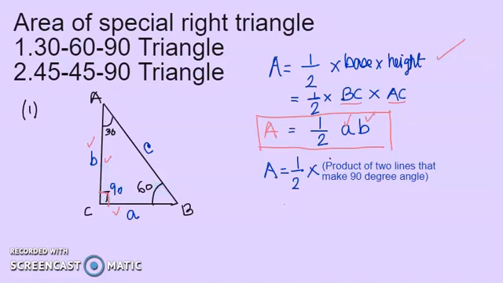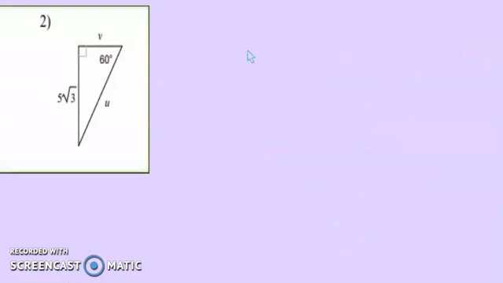So half times product of AC and BC, that is A times B. This will give you the area of a 30 60 90 triangle. Let us solve a question to understand it better. Now as you can see, we have a triangle ABC here. So area of triangle ABC we are required to find.